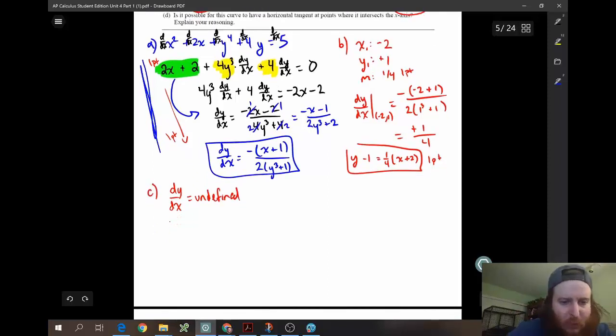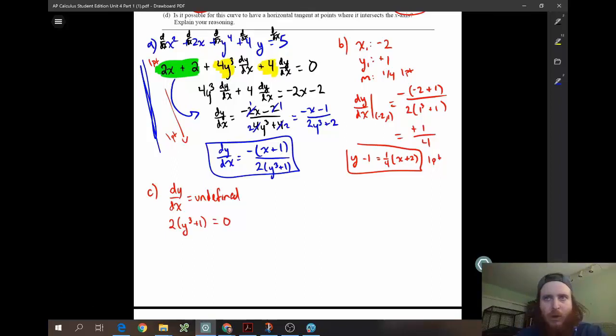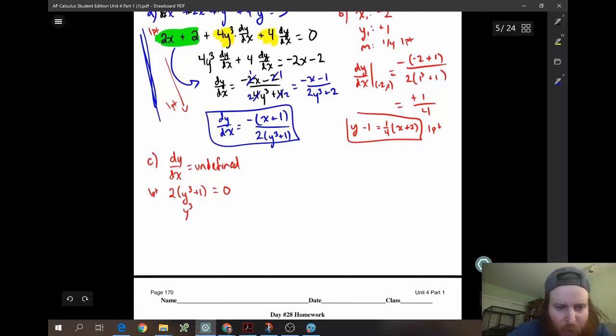And when that happens is when the denominator, 2 times y cubed plus 1, is 0, that's when the slope is going to be undefined. So for sure, that's going to be worth 1 point. Just even writing that is going to be worth 1 point for you. Okay, so now what are we going to do? Divide both sides by 2. y cubed plus 1 equals 0. y cubed equals negative 1.